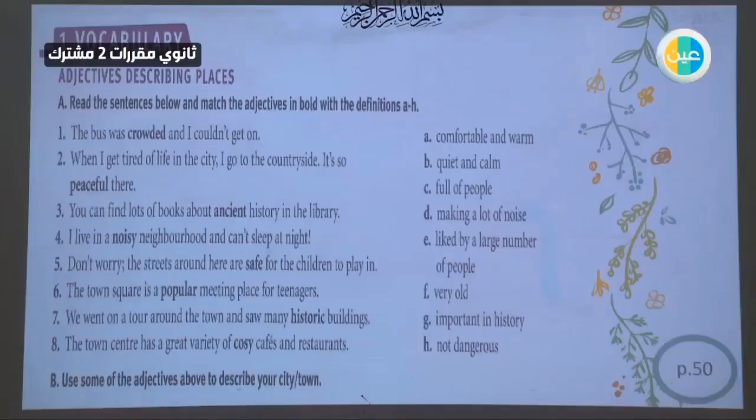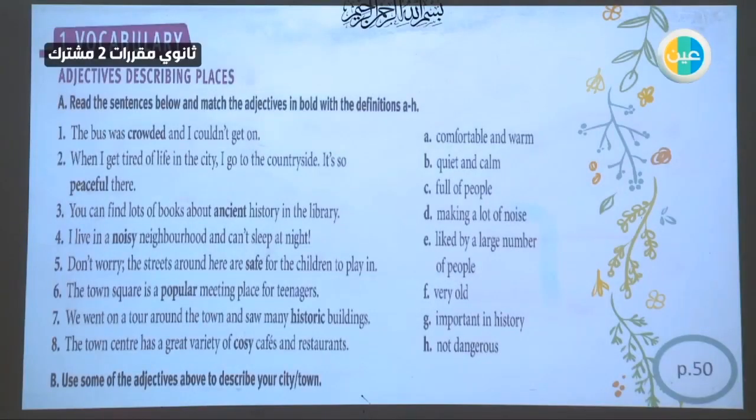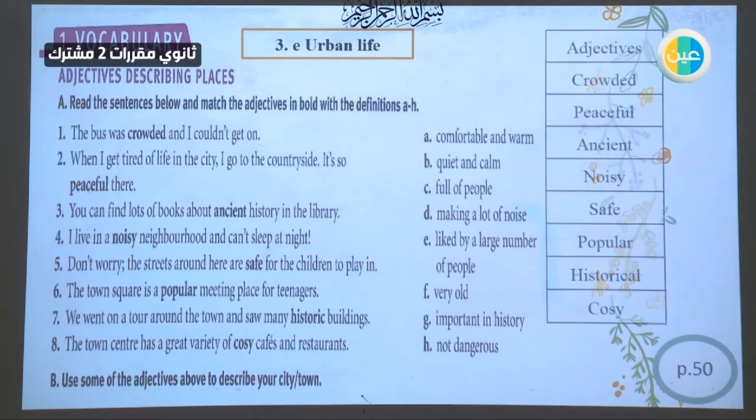Now, we're going to move very quickly to this exercise group. If you turn to page 50, we have this vocabulary. Also, they're adjectives describing places. I'm going to go through them very quickly with you. Okay, 3e, urban life. These adjectives: crowded, peaceful, ancient, noisy, safe, popular, historical, and cozy.